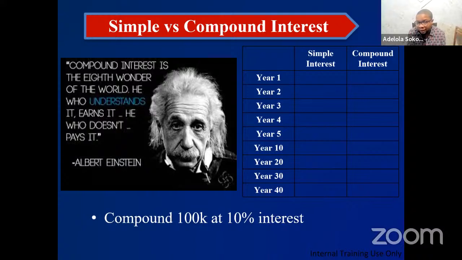Another thing is that you can even leave it for your children when you pass on. So it also has that part where you can leave it for your children when you pass on. So quickly, let's look at what this instrument does. Albert Einstein said compound interest is the eighth wonder of the world. He who understands it is earning, he who doesn't pays for it.